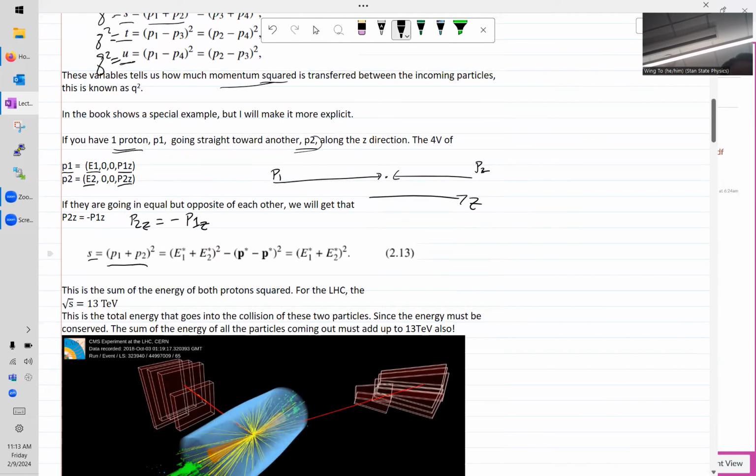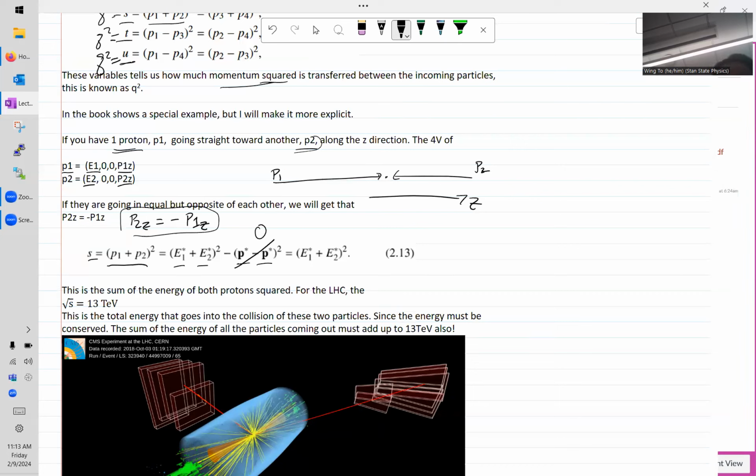So when we do this calculation, P1 plus P2 squared is going to be the energy of those two particles summed up together, squared. But it's also going to be subtracted by their 3-momentum squared. But in this case, the 3-momentum of these two particles are equal and opposite each other, so this term is actually 0.